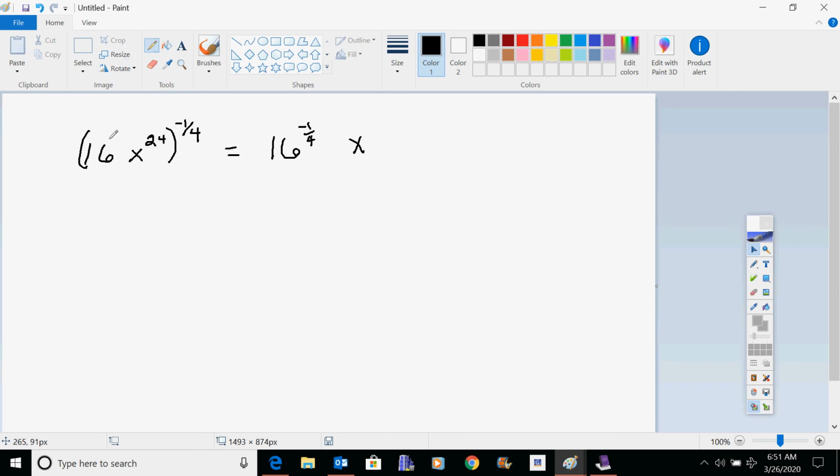So multiply the exponents. This one, there is just a 1 here in the first place. That's why it just comes in. But when I take 24 times negative 1/4, you end up getting negative 6. So this would be x to the negative 6th power. How do we handle this? Well, this one turns into 1 over 16 to the 1/4 power because of the negative exponent. This one turns into 1 over x to the 6th power.